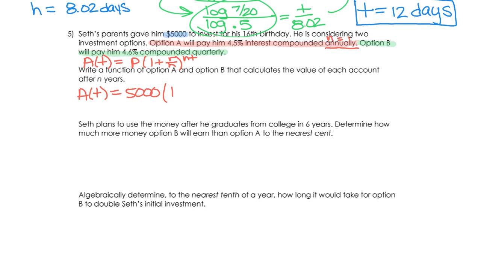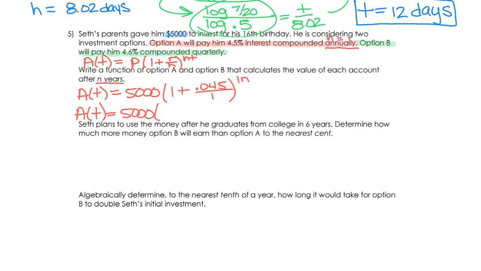In parentheses will be 1 plus. Our rate for option A will be 4.5%, so 0.045. All divided by n, which we said was 1 for annually, and then raised to the 1. And they want us to use n for years instead of t. So that's 1n. Okay. Technically, because n is 1, this would simplify a bit.